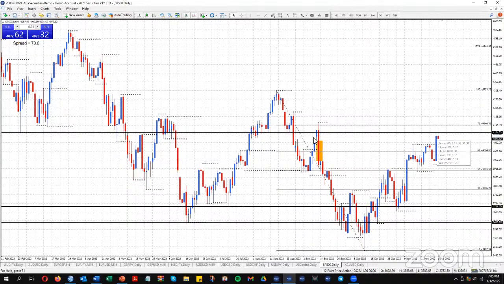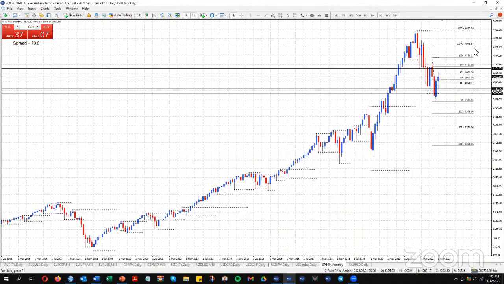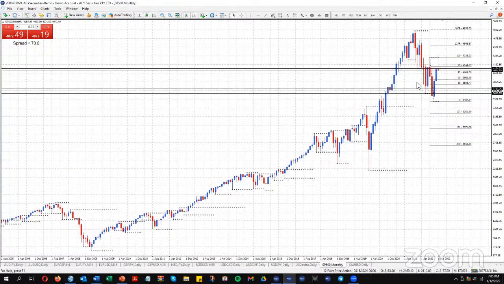And it's a fraction short of this resistance over here, which is, I'm pretty sure from memory, a monthly level. So now there's the monthly range, high to low. We're in between the 62.79% level. We're fractionally still below that resistance level. But this could be where the stock market tops out at the start of the month.